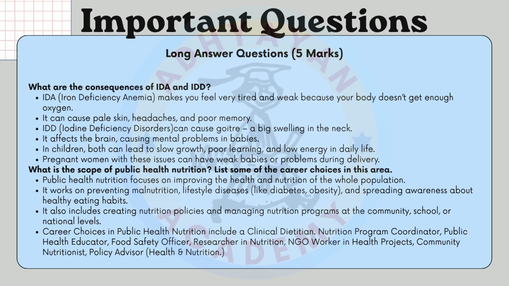What is the scope of public health nutrition? List some of the career choices in this area. Public health nutrition focuses on improving the health and nutrition of the whole population. It works on preventing malnutrition, lifestyle diseases like diabetes, obesity, and spreading awareness about healthy eating habits. It also includes creating nutrition policies and managing nutrition programs at the community, school, or national levels.